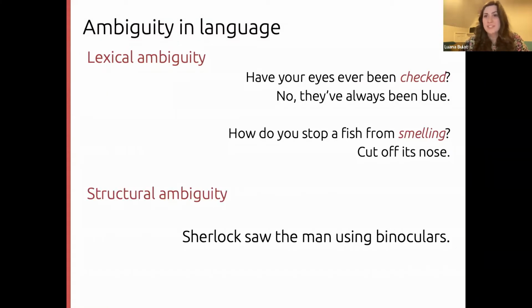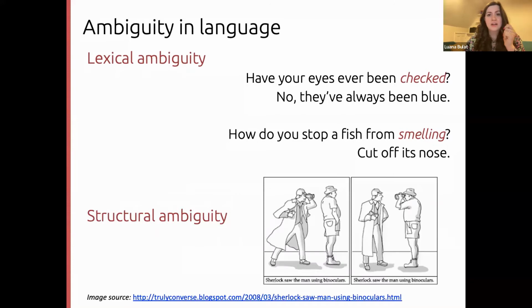Furthermore, structural ambiguity is not even perceived in most cases in a normal human-to-human interaction. So we use real-world knowledge or contextual information to fill in the blanks. So if we read this sentence, Sherlock saw the man using the binoculars, we might only see one possible interpretation. Because we know seeing is being done with the binoculars, we'll probably infer that Sherlock had the binoculars rather than the man. But of course, as the image you see now on the slide shows, there are two possible interpretations of this sentence.